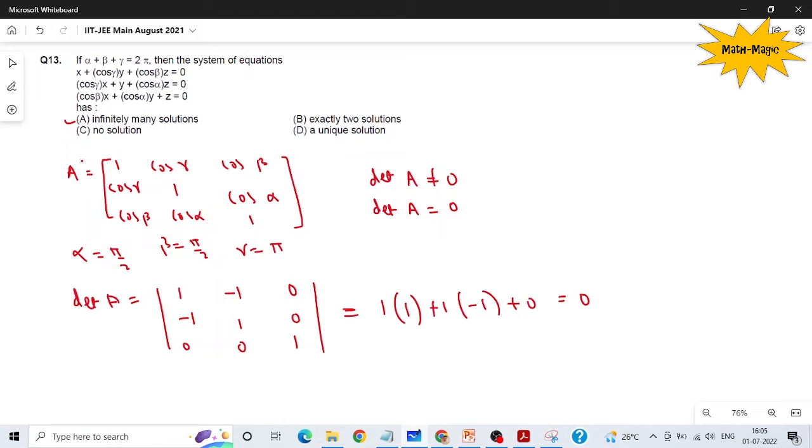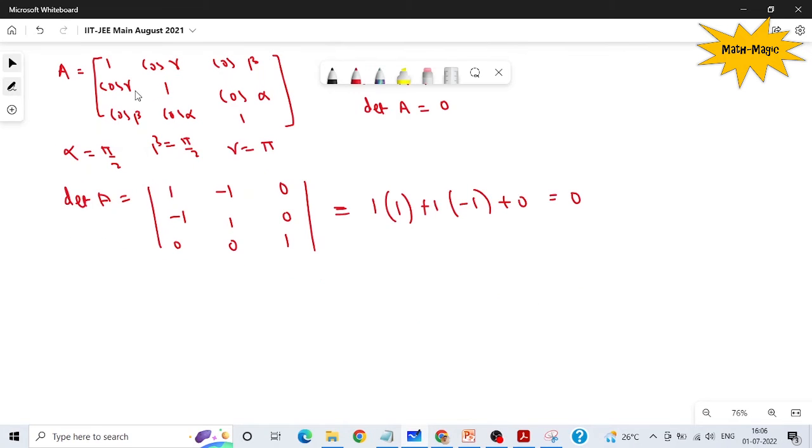If you want, you can write a detailed solution of this, but as I said, this idea will be useful to get the answers quickly. So now let's write a detailed solution, basically not taking the particular values of alpha, beta and gamma. Now we are going to consider the matrix A and calculate its determinant.